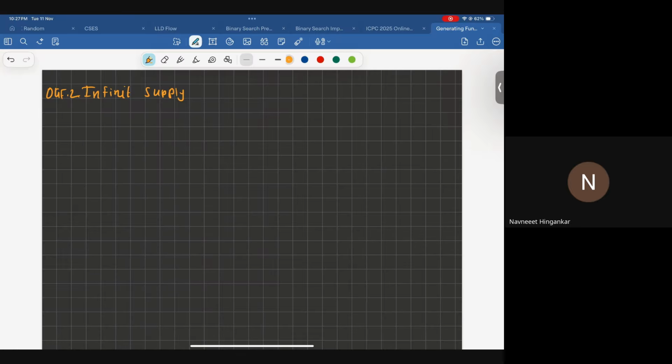Okay, so let's consider the polynomial for 1 cent. We have infinite supply, right? So we can generate 1 plus x plus x square up to x raised to the power infinity, obviously, because I can take 2 cent, 3 cent, 4 cent, any combination. For 2 cent, I can generate similarly 1 plus x square plus x raised to the power 4 up to x raised to the power infinity, right?